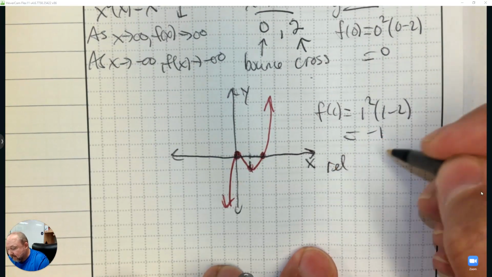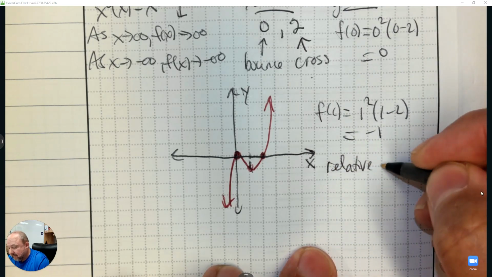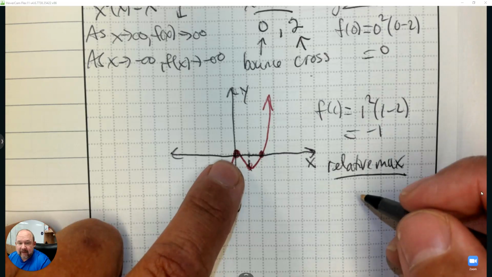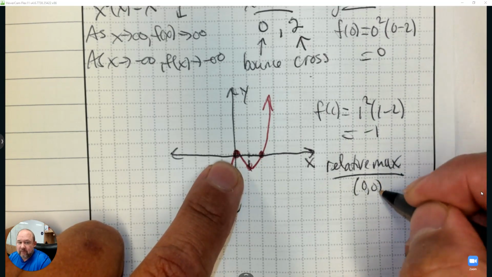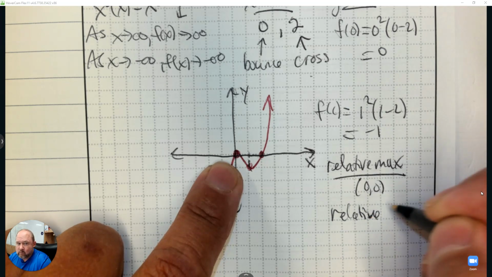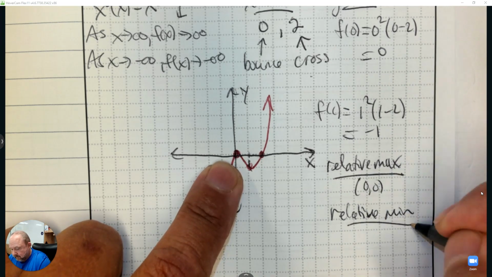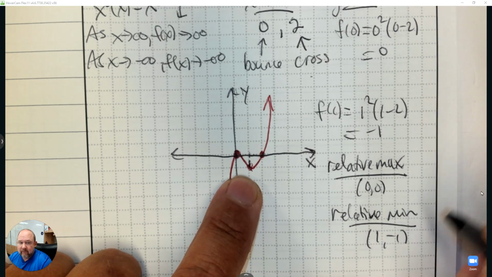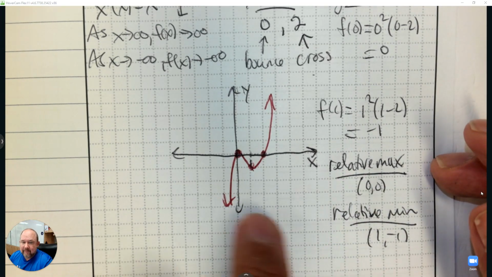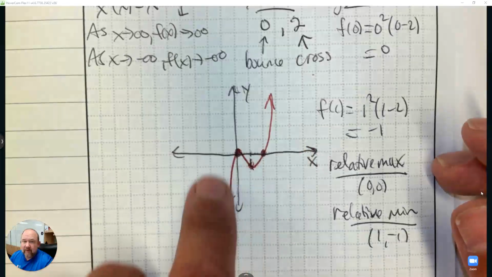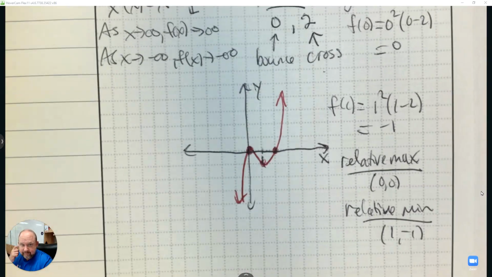I'd like you to write down and understand the relative maximum and min. So if I asked you for the relative max, that's that turning point, which is at 0, 0. If I asked you for the relative minimum point, that's this point here, that's at 1 and negative 1. So it has a maximum, a minimum. The end behavior, you draw it curved and smooth all the way, and you have it.